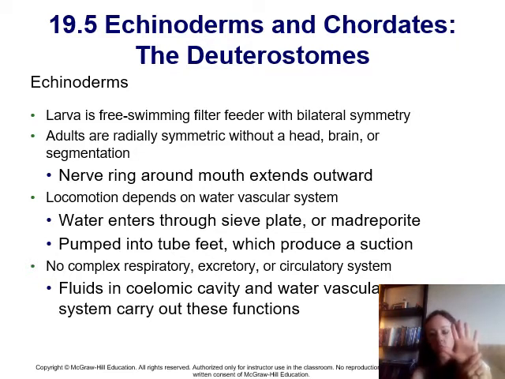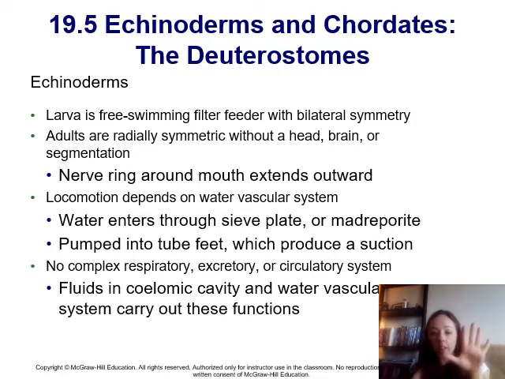The nerve ring, so if you're still imagining the sea star, around the center of the sea star is going to be a nerve ring around the mouth that extends outward, and this allows them to move around the ocean floor through a water vascular system. They are able to do this by pumping water in and out of their water sieve and kind of blowing water out to help them move around. They also have tube feet, which produce suction, which also helps them move around.